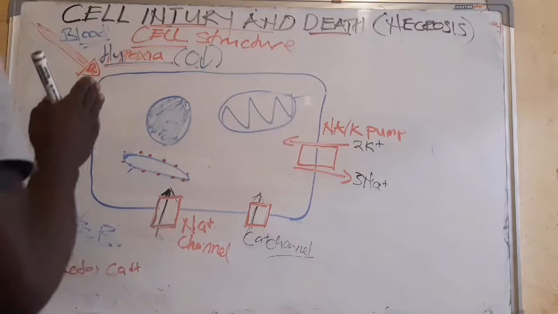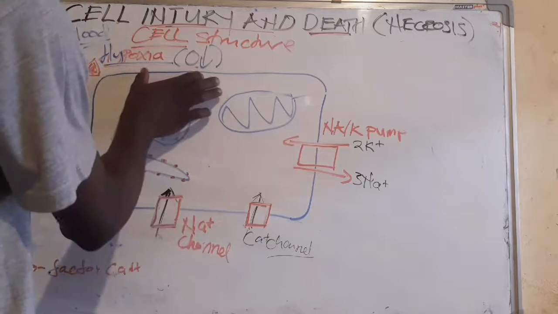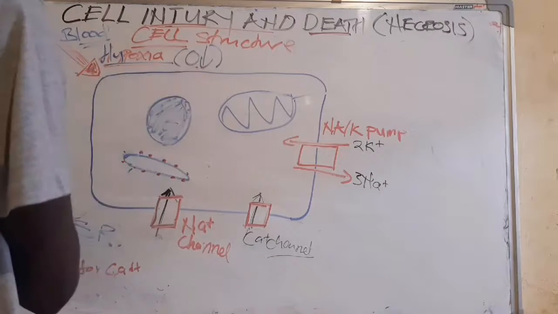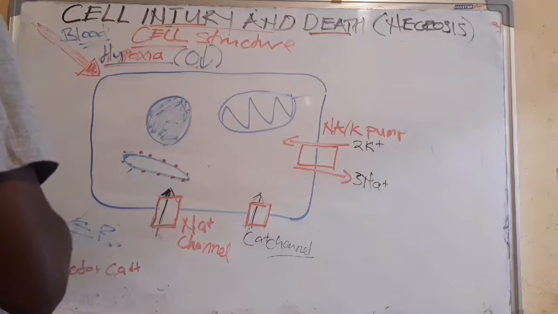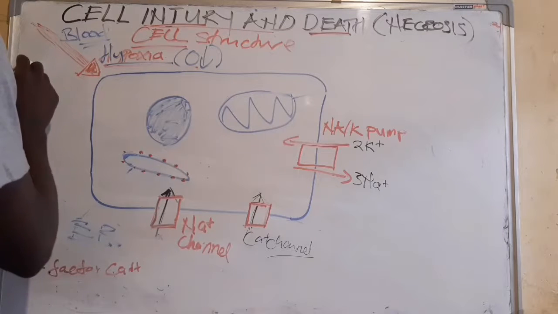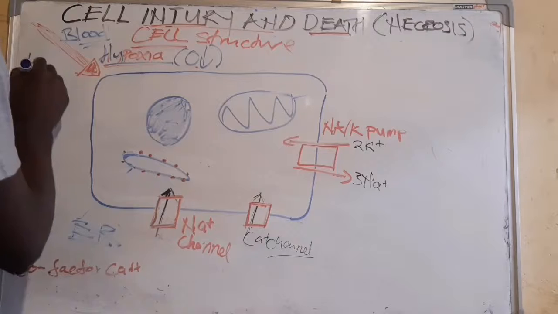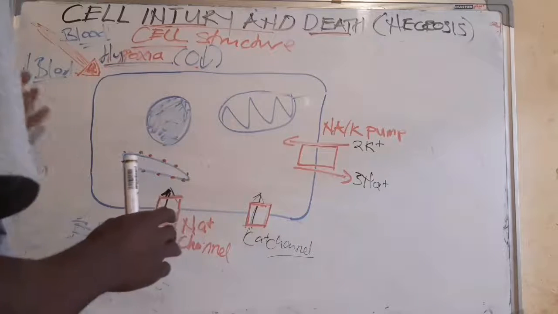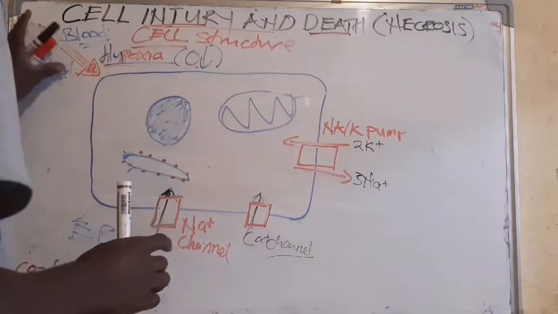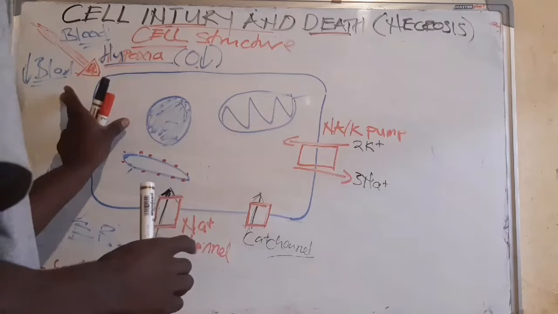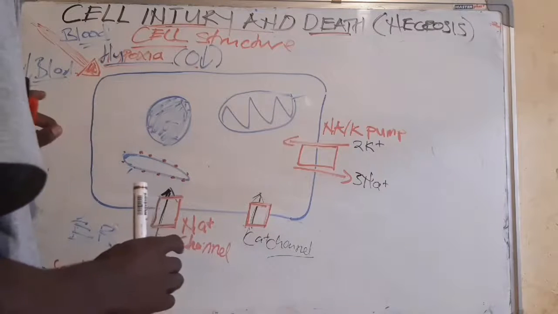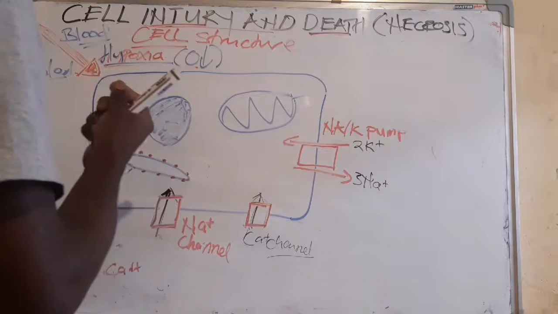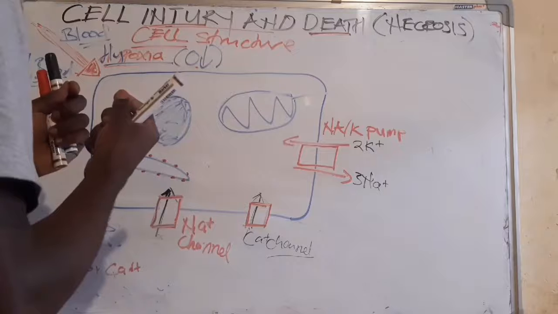The main cause of hypoxia is ischemia. What is ischemia? Ischemia simply means the decrease in the blood supply. We know the function of the blood is to carry oxygen. So when there is a reduction in the blood supply to the cell or to the tissue, it will also reduce the oxygen supply to the tissue.